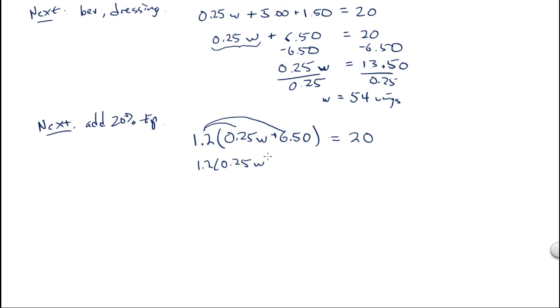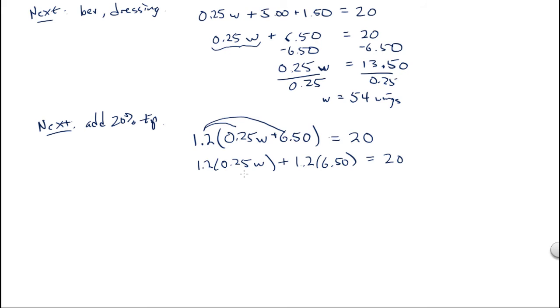0.25W plus, now remember, that 1.2 is multiplied by each term on the inside. That's the distributive law. And we haven't done any operation to both sides. We're just distributing to simplify, essentially simplify the left side. So now, this distribution gives us a little bit of interesting insight here.